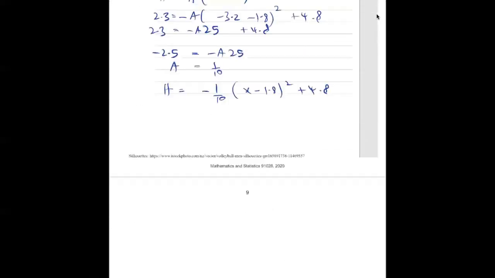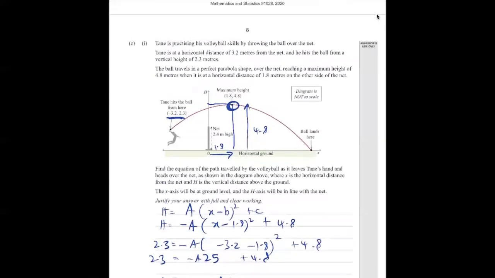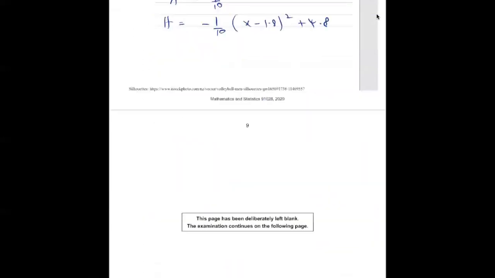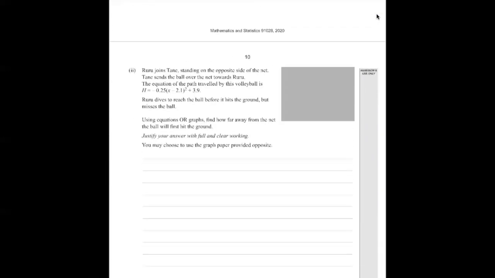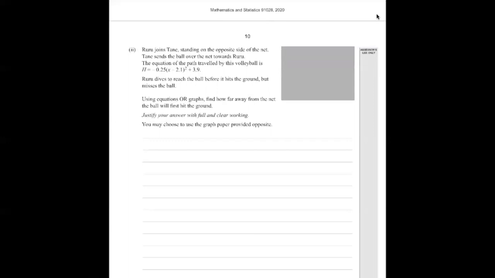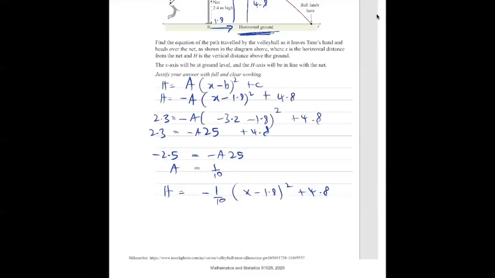I'm going to do this algebraically, I think. So when does it first hit the ground? We've got a parabola there, and there's the equation. Remember the horizontal ground is the x-axis, at 0. Or if you like, when y is equal to 0. So really we're looking at when is the height equal to 0?